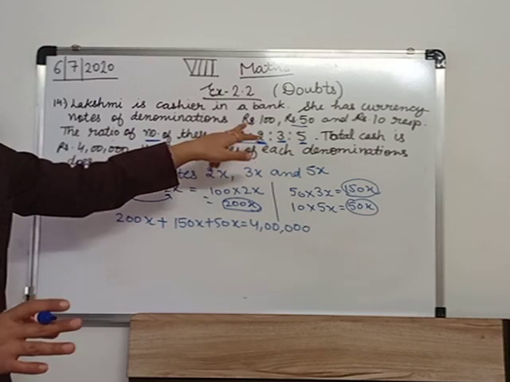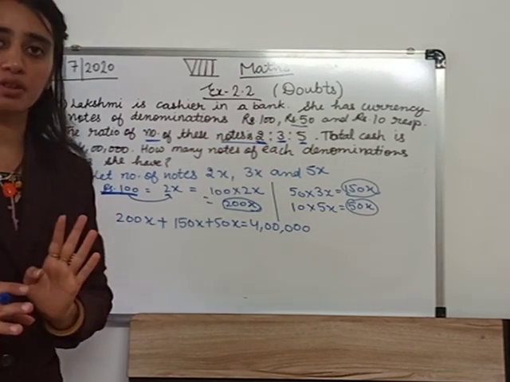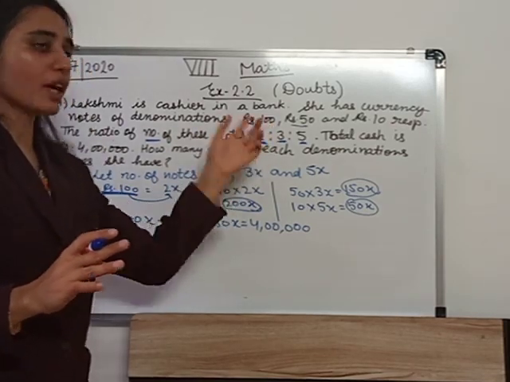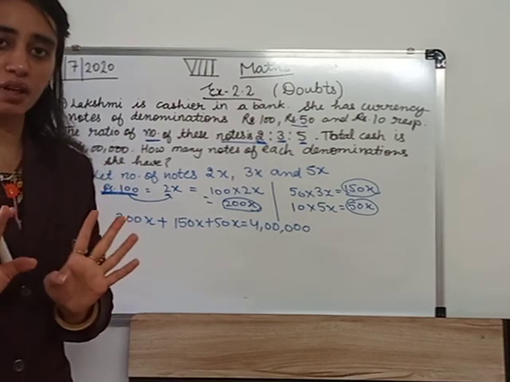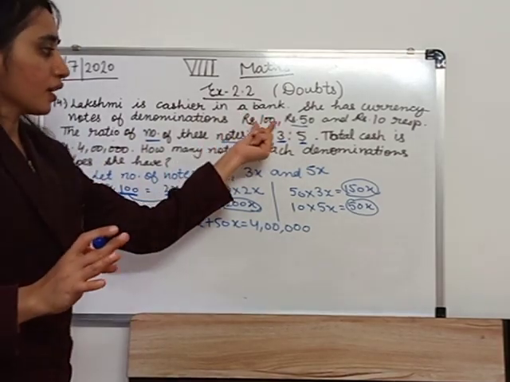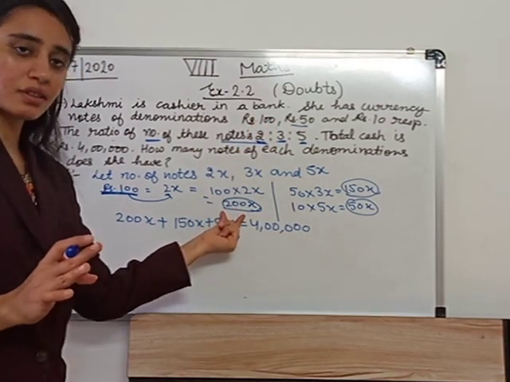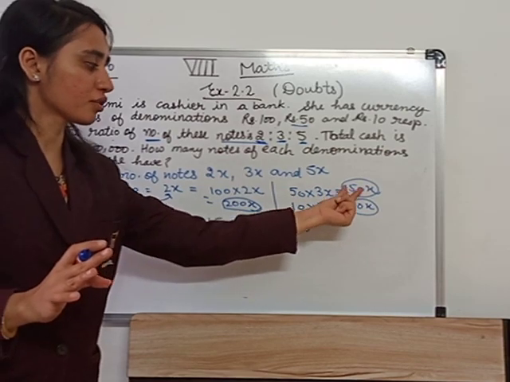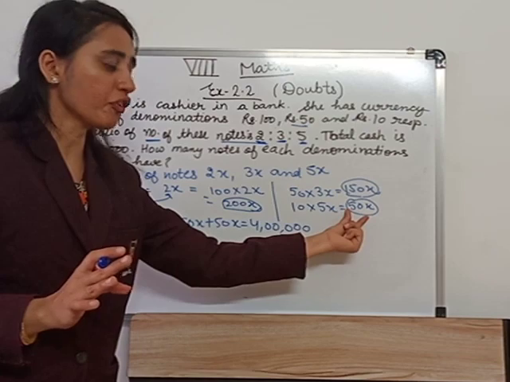Means she has 2x number of 100 rupee notes. Means उसके पास 100 rupees note 2x है. Okay, means 2 है. X is variable. Then total amount कितना होगा इससे? 200 rupees. After that 50 rupees के 3 नोट है तो उससे 150. After that 10 rupees के 5 नोट है उससे 50.